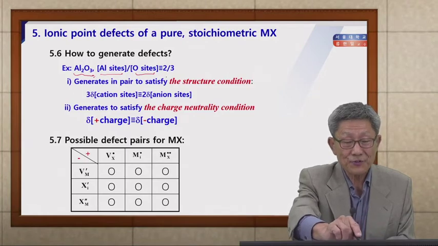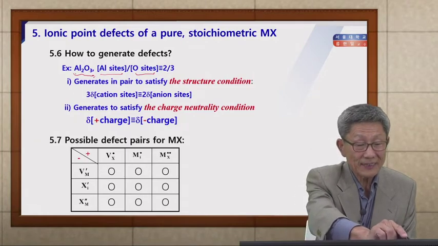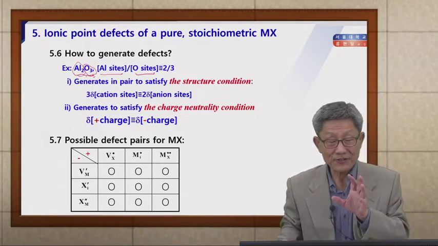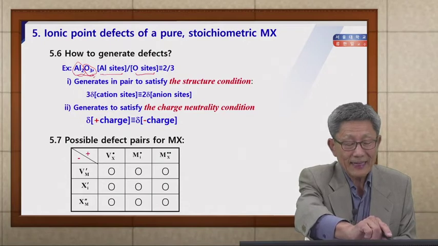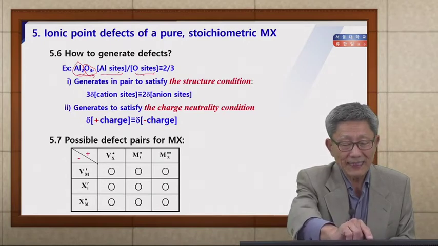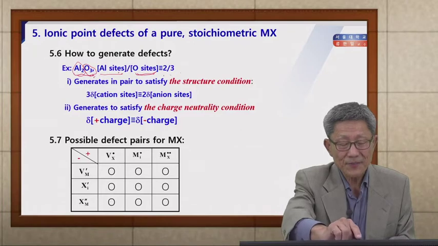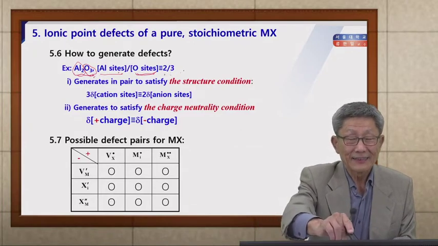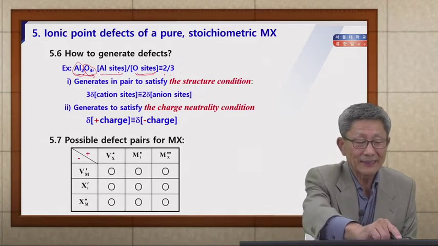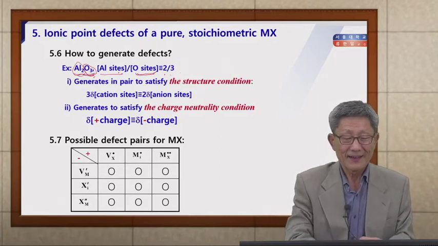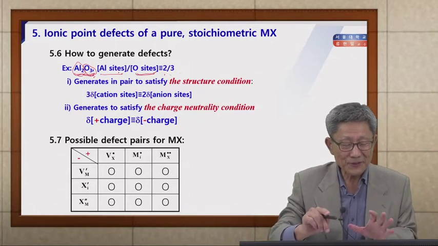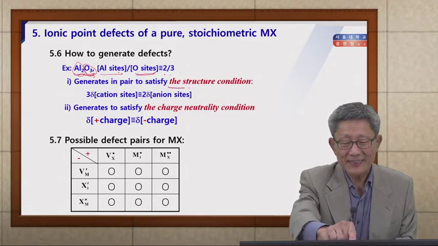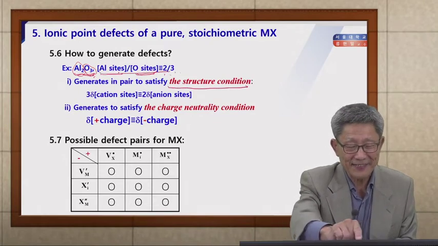their ratio should be 2 to 3. You see, there are aluminum 2 and oxygen 3. So alumina structure has the cation side and anion side, whose ratio should be 2 to 3. Otherwise, it cannot make the alumina structure itself. Now, whenever you like to generate a defect, you have to satisfy the structure condition. This condition first.